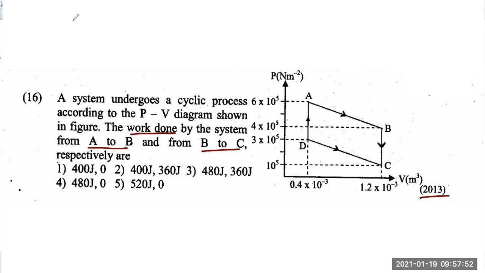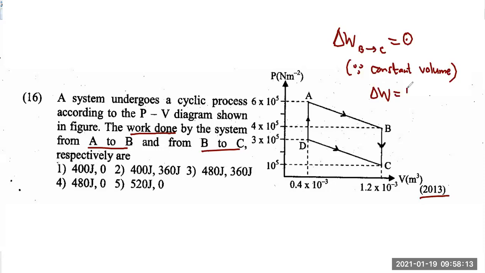Work done from B to C, definitely it's zero. Why is that? Delta W for B to C is definitely zero, because there is no change in volume, it is constant volume. As long as the volume is constant, work done will be zero, because work done is P delta V. When delta V is zero, there is no change in volume, which means there is no work done. Hence, we can cancel out the second and third answers. They can't be the answers, because for B to C it's not zero. But the other answers have zero, no problem.